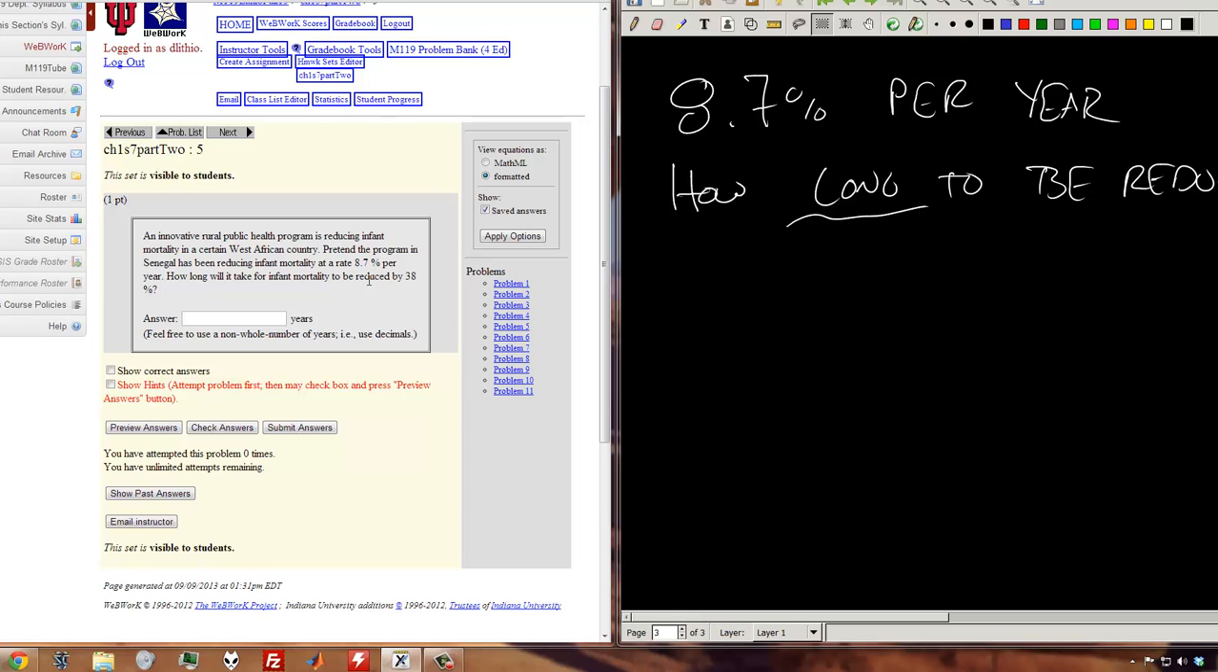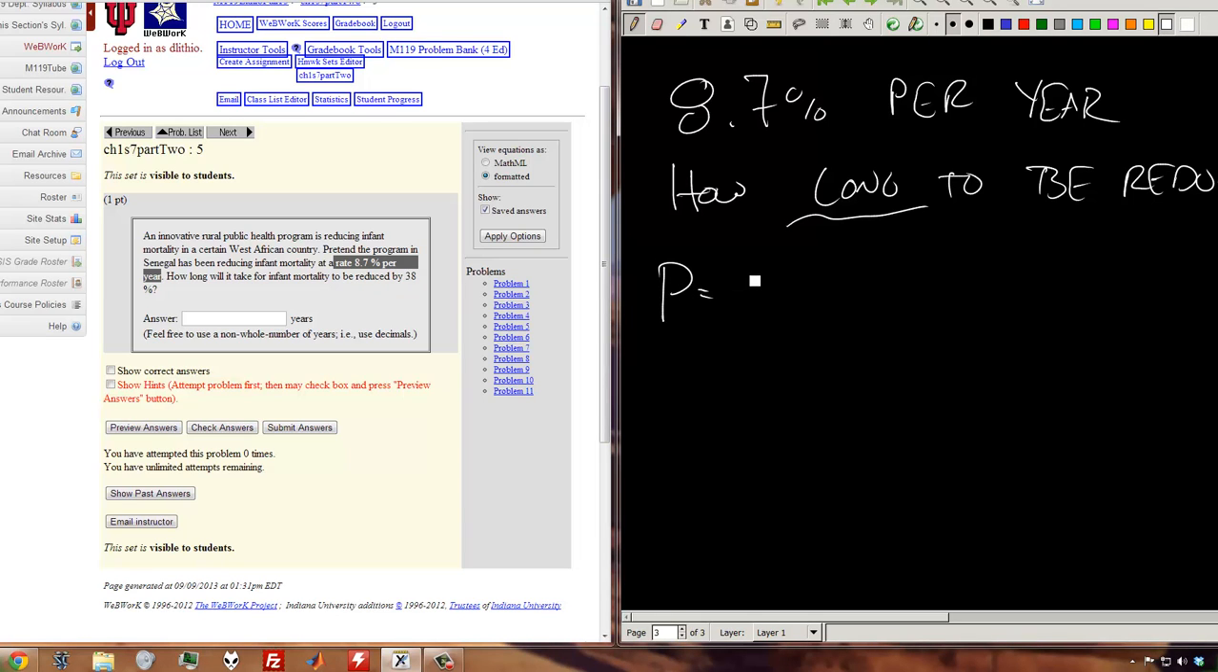It says we have this program that's reducing infant mortality at a rate of 8.7% per year. So what does this sentence tell us? What's this rate decreasing like? Is it decreasing like a linear function? No, because that's a constant rate. Since it's giving us this percentage change, that's telling us the relative rate of change is constant, which means it's going to fit into our exponential decay formula.